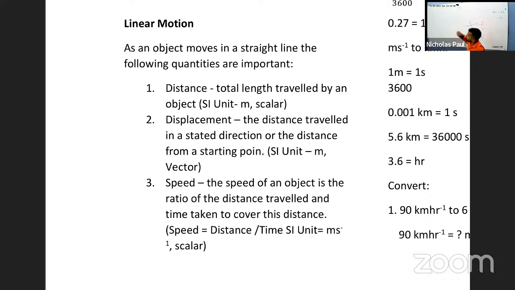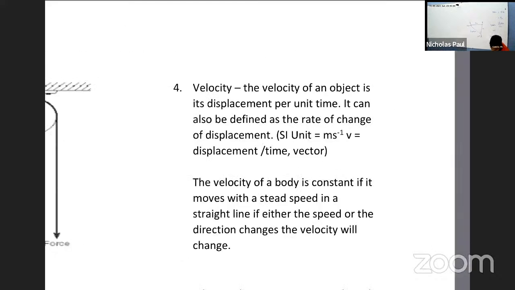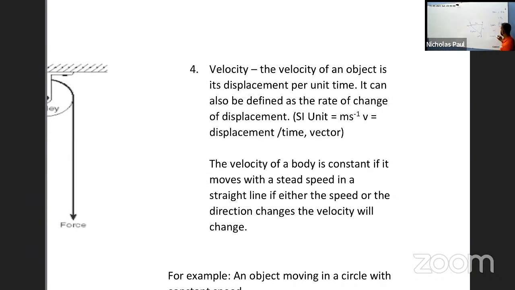How fast you move now has to do with the speed. The speed of an object is the ratio of your distance covered with respect to time. SI unit, meters per second. Velocity, on the other hand, because velocity is a vector quantity, you will see here that your velocity is your displacement over time. So your velocity direction matters. Your speed direction doesn't matter. And they have the same SI units.